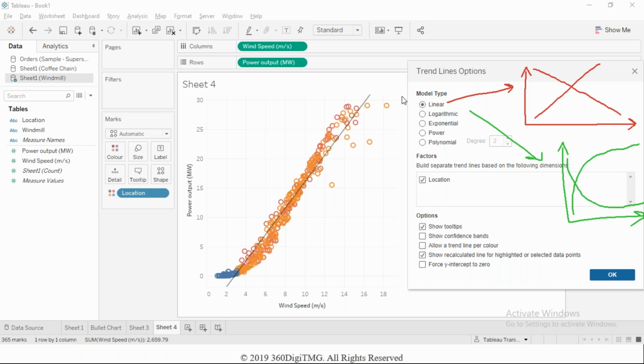Then exponential. So when you create a chart, if your data is such that initially the rate of increase is low, and after a certain point it shoots up, or initially the rate of decrease is kind of low or linear, and after a certain point it shoots down, it increases exponentially or decreases exponentially after a certain point, then we go with an exponential trend model.